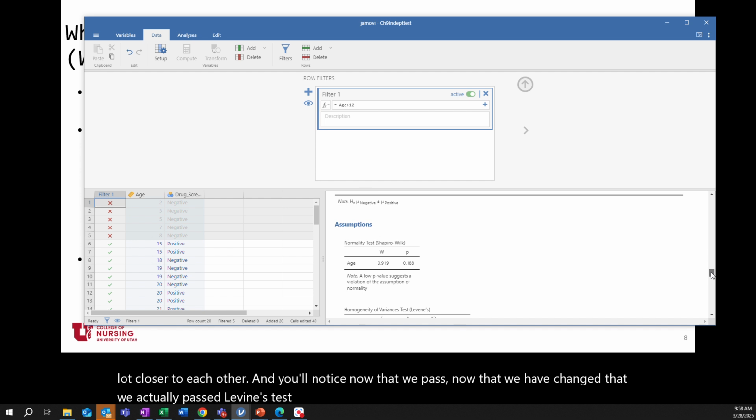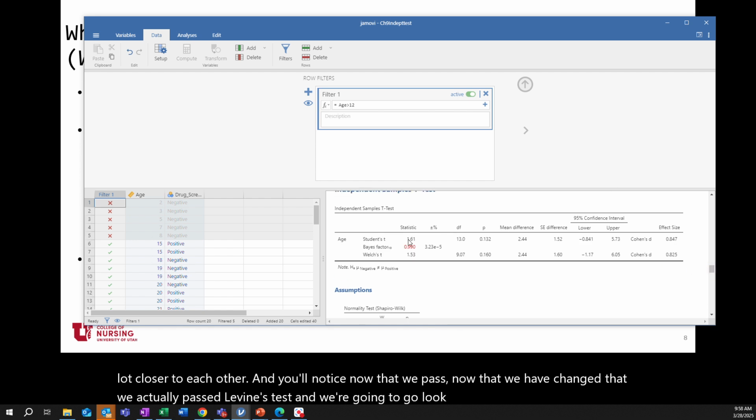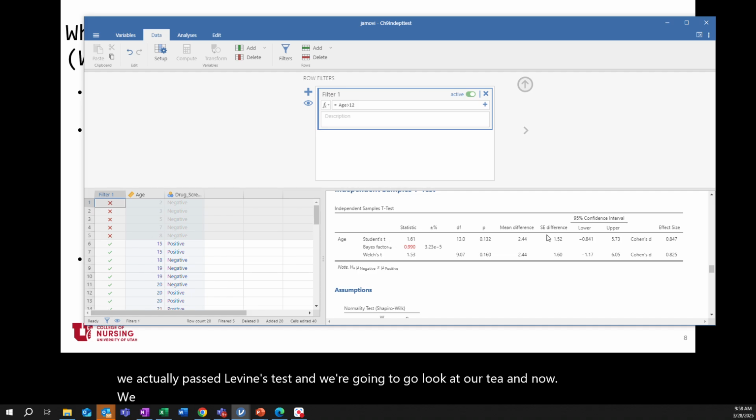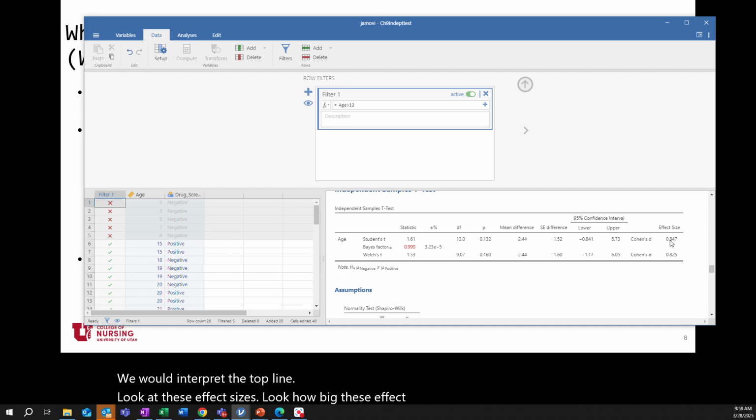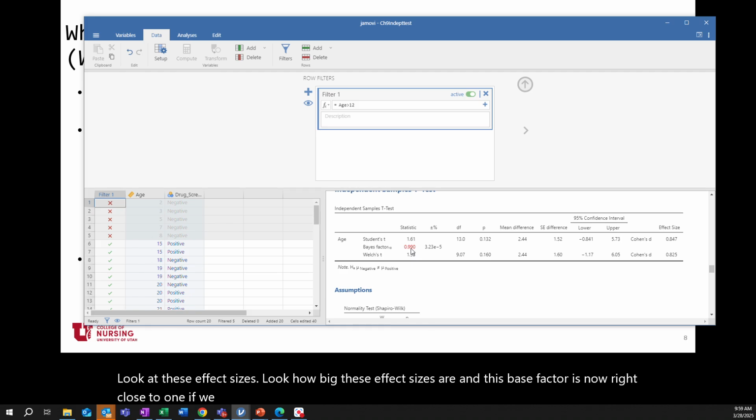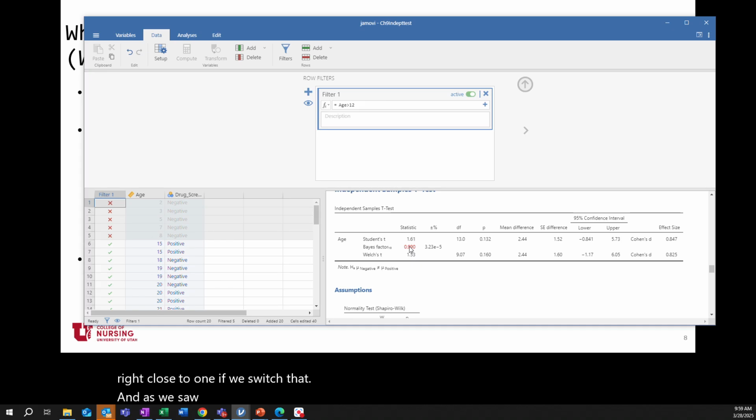And we're going to go look at our t-test, and now we would interpret the top line and look at these effect sizes. Look how big these effect sizes are. And this Bayes factor is now right close to 1 if we switch that. And as we saw from Navarro, a Bayes factor of 1 is not real strong evidence for one or the other.